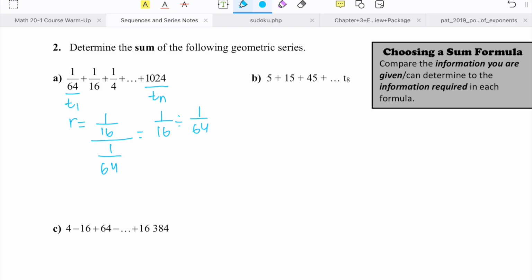And dividing fractions, we keep, change, flip, right? So keep, change, flip, which would give us 4. Our ratio is given.